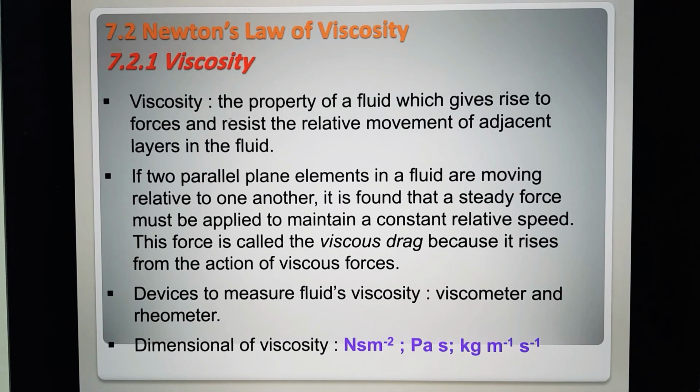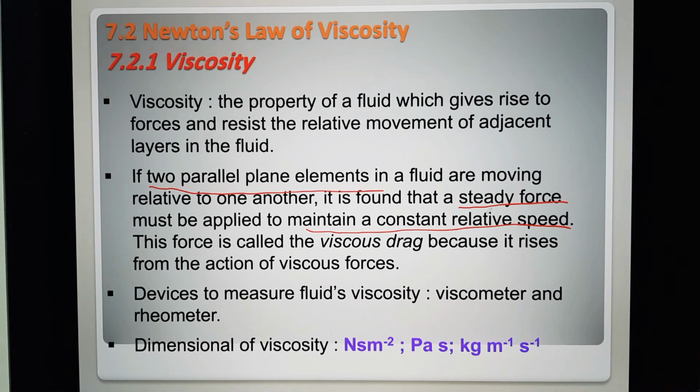For viscosity, it is the property of fluid which gives rise to the forces that resist the relative movement of adjacent layers in the fluid. If two parallel plane elements in a fluid, as I have shown in the previous slide, are moving relative to one another, it is found that a steady force must be applied. Steady force means that you need to maintain the amount of force given to the fluid in order to maintain a constant relative speed.